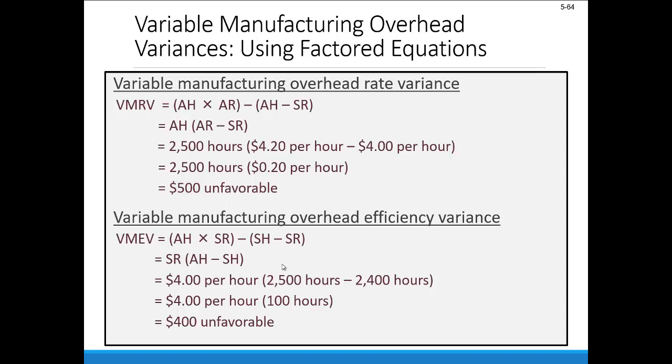For efficiency, we're looking for the differences in the H's, the usage, the hours. So we've got our standard rate times the actual hours minus the standard hours. That's $4 standard rate times the difference between the 2,500 actual hours and the 2,400 standard hours. There's our $400 unfavorable efficiency variance.